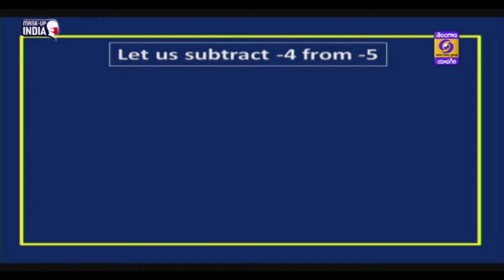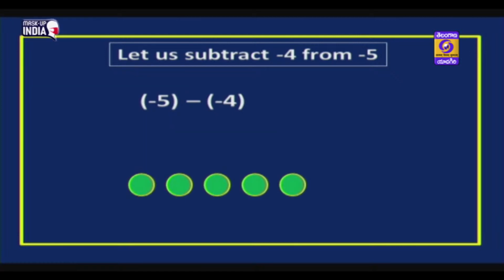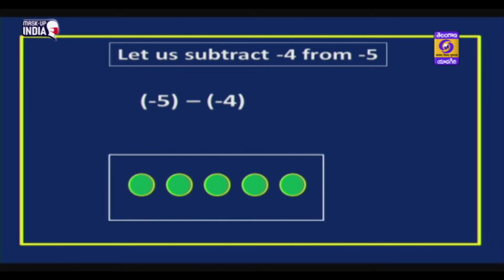Now let us take one more example, that is when we subtract two negative numbers or negative integers. So subtract minus 4 from minus 5. So minus 5 minus of minus 4. So minus 5 again represents 5 green coins, and minus 4 means again from that we simply remove 4, because we have 4 negative counters here, right. So from that 4 is removed. Now what is left? We are left with only 1 green coin.